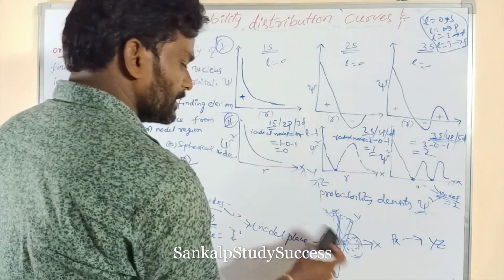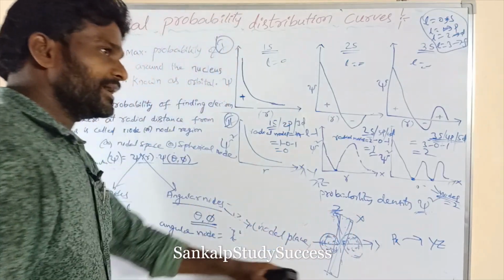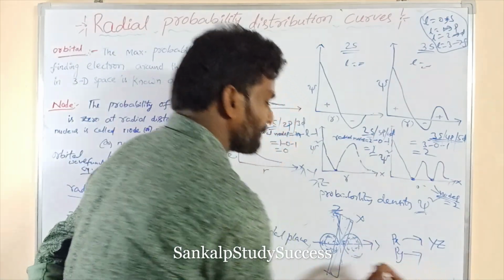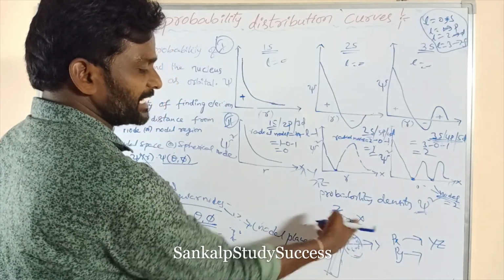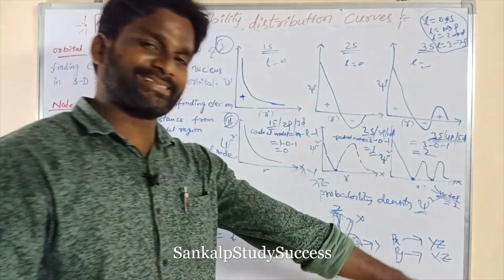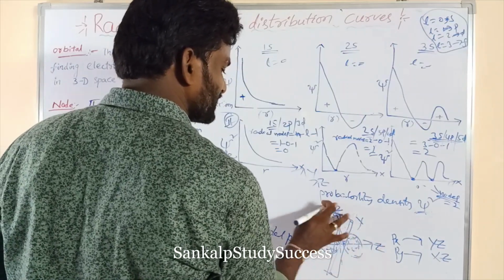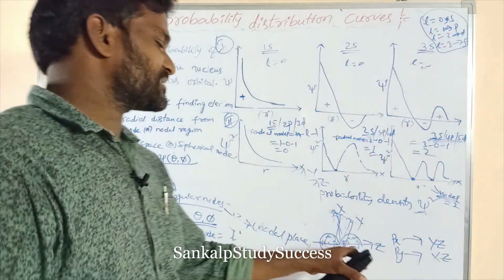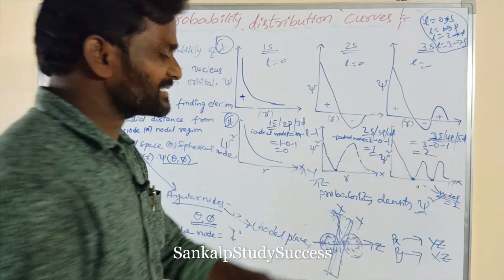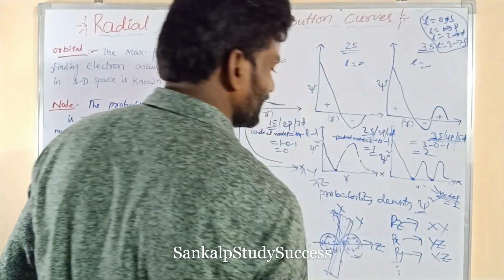Similarly, for py, this is the y axis, this is the x axis, and this is the z axis. Here the probability of finding the electron is present on which axis? The y axis. That is taken as py. Here the probability of finding the electron is zero in the xz plane. For the py orbital, the nodal plane is xz. Similarly, for pz, this is the z axis, this is the y axis, this is the x axis. Here the probability of finding the electron is present on the z axis, but it is zero in the xy plane. So that is the nodal plane. For the pz orbital, the nodal plane is xy.